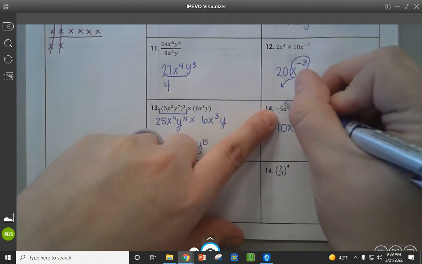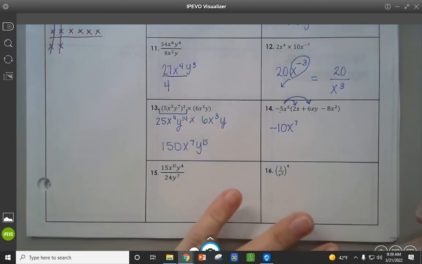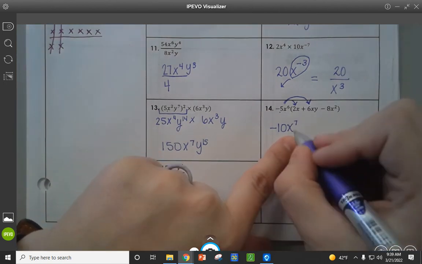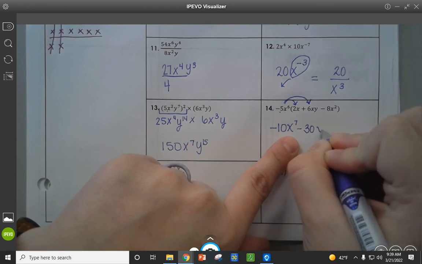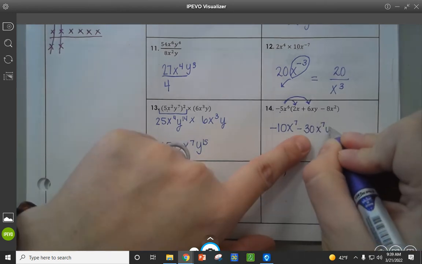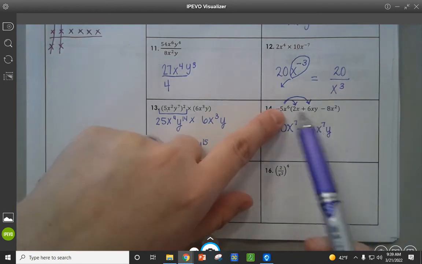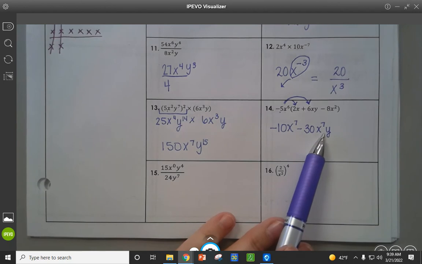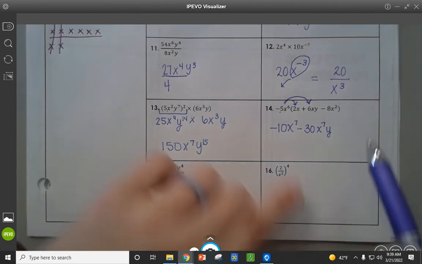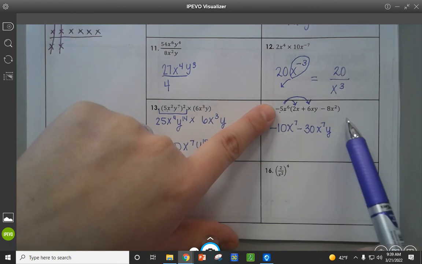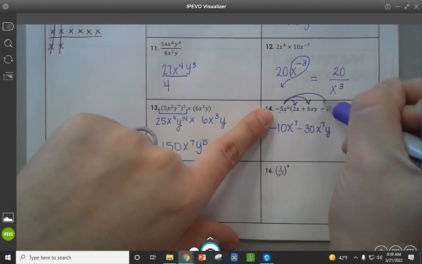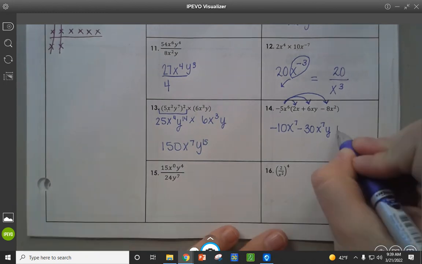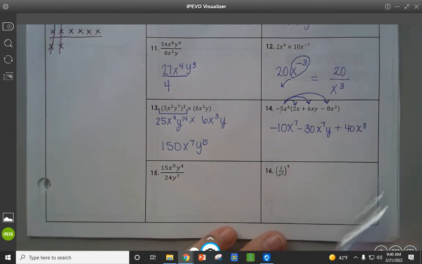What's negative 5x to the 6th times 6xy? Negative 30. X to the 7th. Just y. Because when those are different variables, you don't add those exponents. So it's just y. And then negative 5x to the 6th times negative 8x squared is what? Plus 40x to the 8th. Perfect.